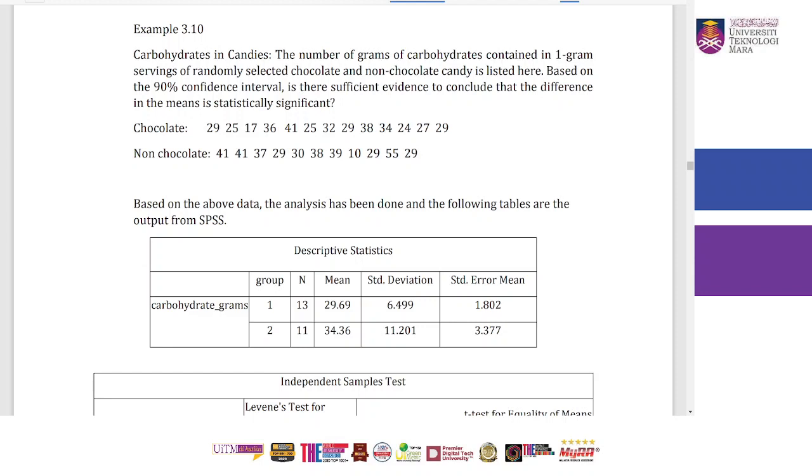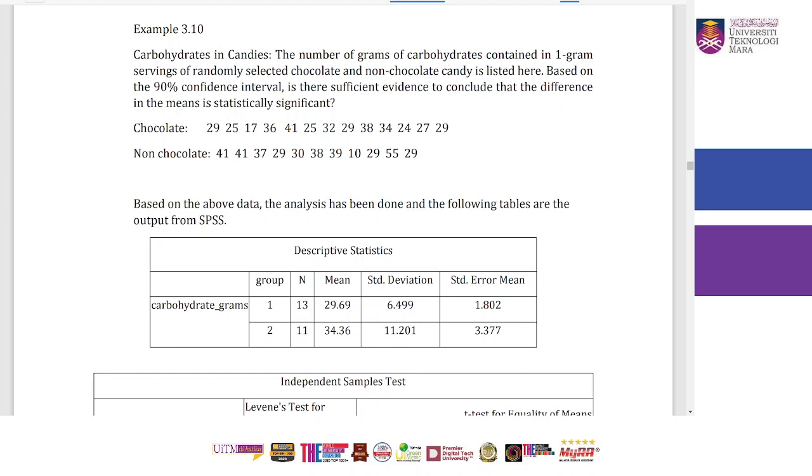So consider this example. We have the carbohydrate in candies and then the number of gram of carbohydrate contained in 1 gram serving of randomly selected chocolate and non-chocolate candy. So we are looking at is there any difference of carbohydrate content in chocolate and non-chocolate candy. Okay, so based on the 90% confidence interval, is there significant evidence to conclude that the difference in mean is statistically significant. Maksudnya kat sini, dia katakan difference in mean.